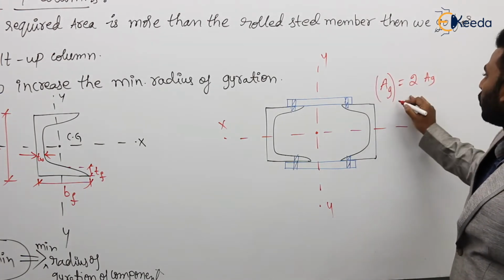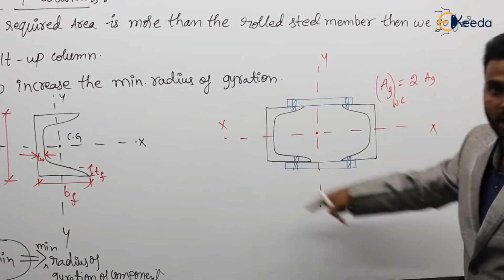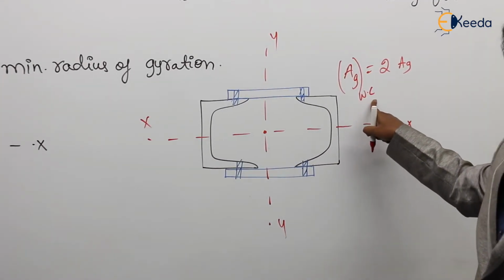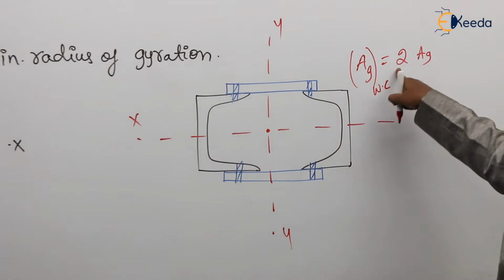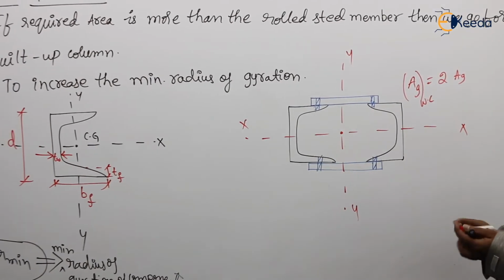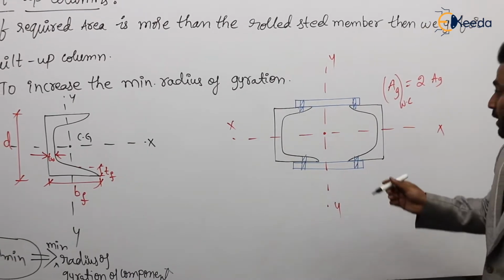So the area of the whole column. So this is the whole column or built-up section. WC is nothing but the whole column or built-up column. So it is equal to twice the area of the individual channel. Agree or not? And Ixx, what is Ixx in this case?